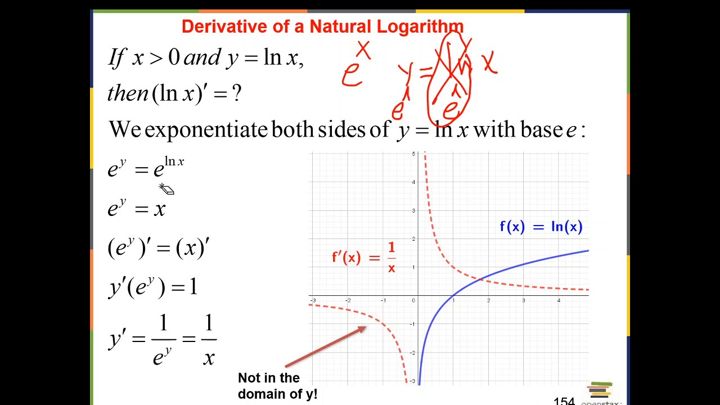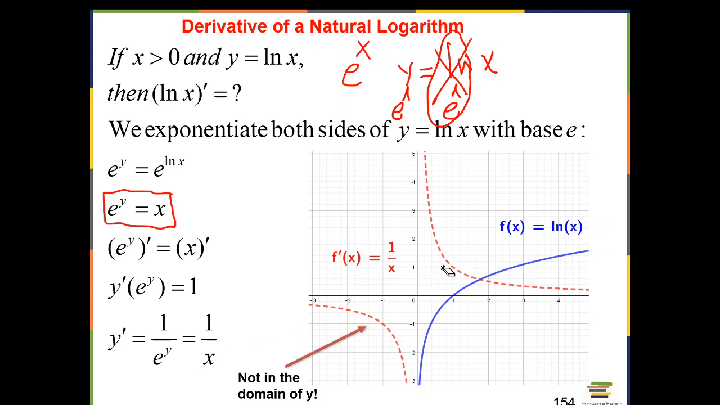So e to y equals e to ln x. That means e to y equals x. Now, this is an implicit form of y as a function of x. So we take the derivative of both sides with respect to x. What's the derivative of e to something? It's e to something times the derivative of something. Equals the derivative of x, which is 1. So y prime is 1 over e to y. But what is e to y? e to y is x, so we put x there. So that's the derivative of ln x.